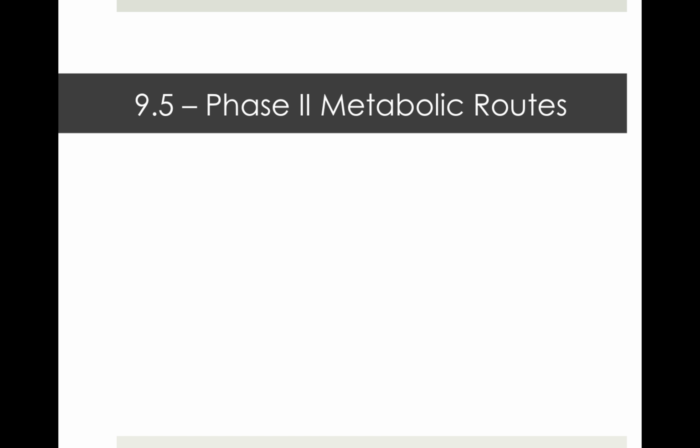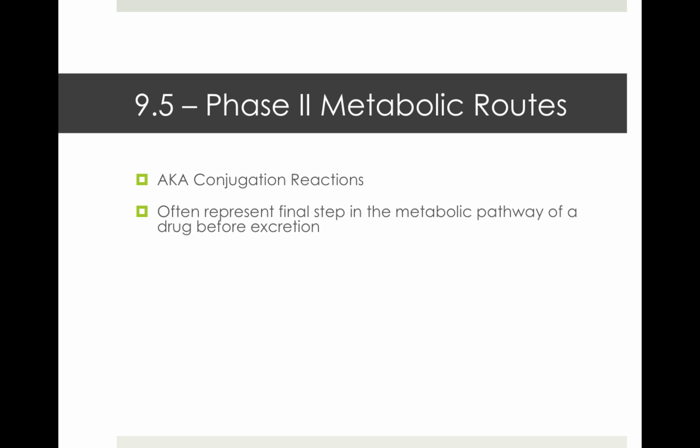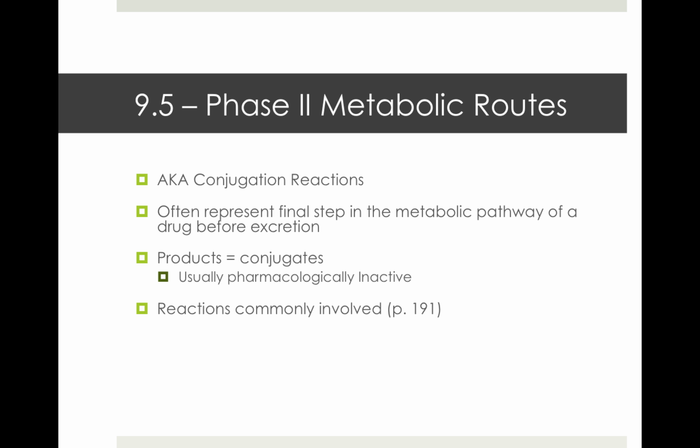So, getting started, section 9.5 talks about phase 2 metabolic routes, and these are also known as conjugation reactions, and they often represent the final step in the metabolic pathway of a drug before it is excreted from the body. And it's called these conjugation reactions because the products are conjugates of the drug after it was broken down. And usually these conjugates are pharmacologically inactive, meaning they will have no effect on the body, unless, of course, they build up to toxic extents and they won't be excreted, but the products themselves will not see the same pharmacologic effect as the drug does.